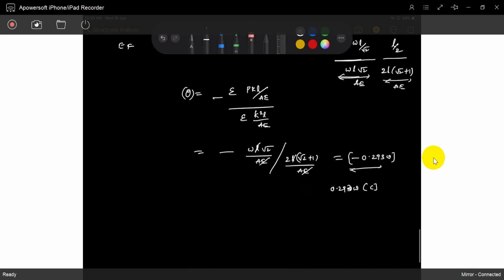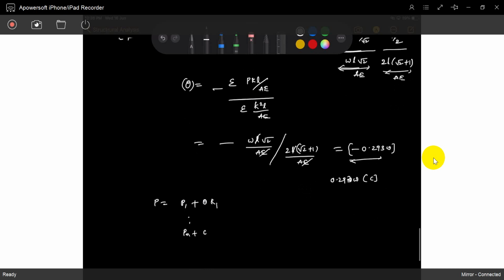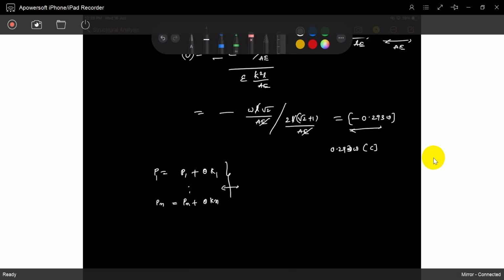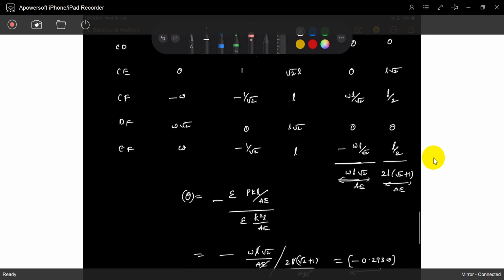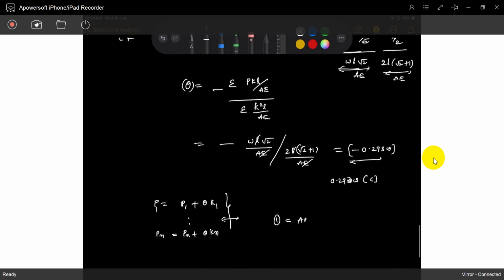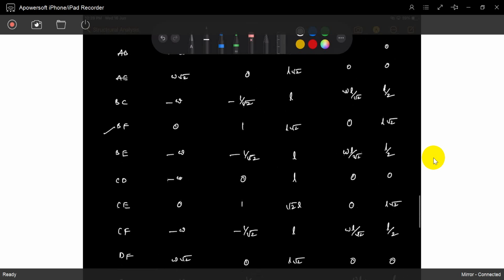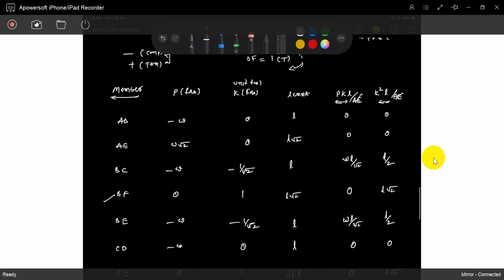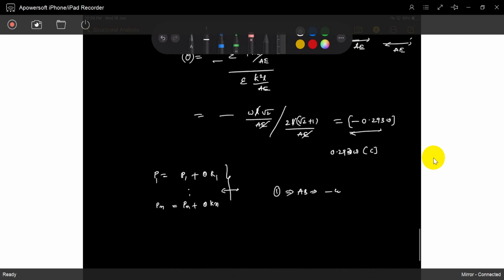Every member force is P1 plus QK1, and so on up to Pn plus QKn. That is every member force. If you calculate every member force, then only is the problem over. So calculate the first member, AB. AB member P force is minus W. So minus W is without the redundant.